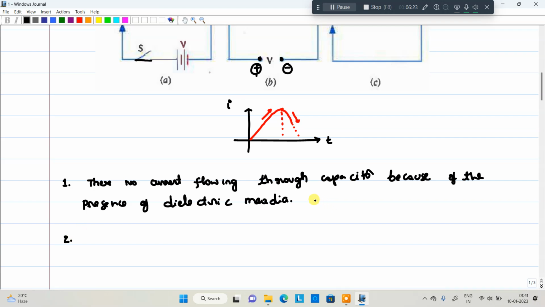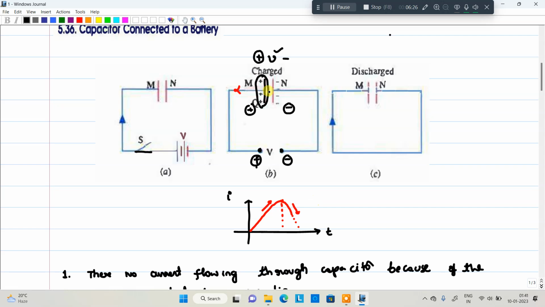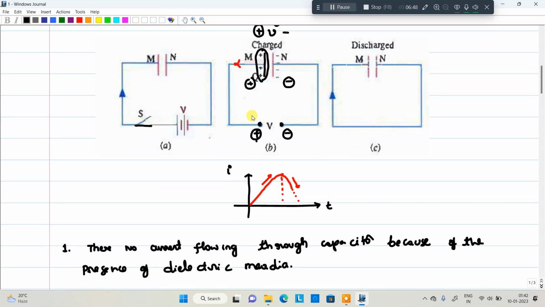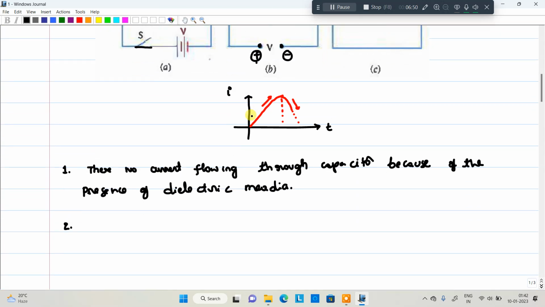Whenever there is a potential difference, as I just explained, the potential difference means that M and N have a potential difference. Whenever potential difference occurs, the charging current flows through the dielectric media. Whenever it reaches the maximum charging, that is the maximum potential difference, then the charging current is going to decrease. So the point to remember here, one of the concepts is dielectric strength.